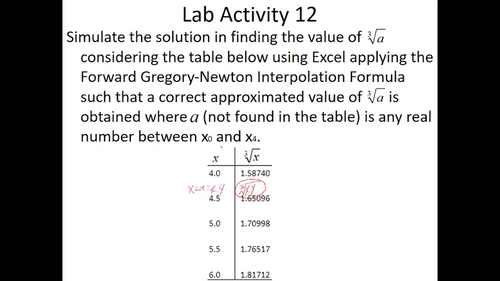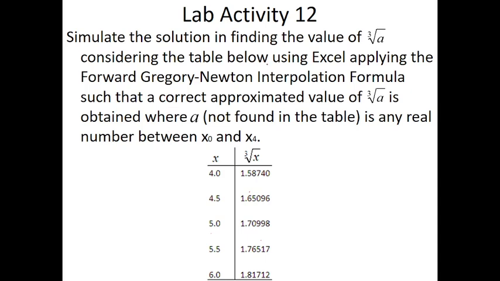How about, I can change it to 5.4. So what is the approximated value? What is cube root of 5.4 using the forward Gregory-Newton interpolation formula? Okay, so that is my concern, no? So what is the answer to that?